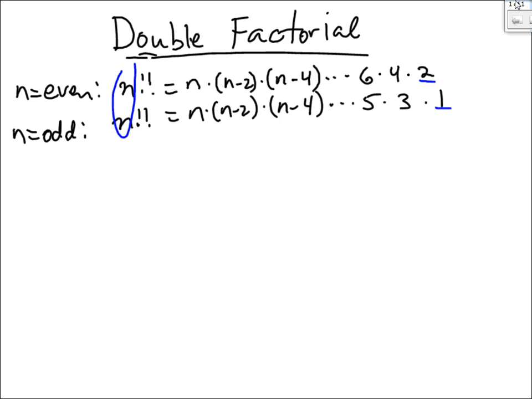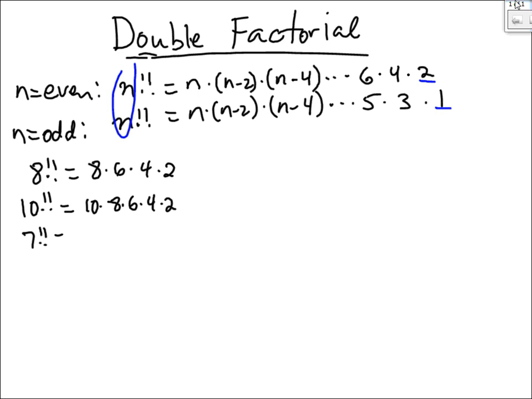So, for example, 8 double factorial will be 8 times 6 times 4 times 2. And 10 double factorial will be 10 times 8 times 6 times 4 times 2. And 7 double factorial will be 7 times 5 times 3 times 1. And 5 double factorial would be 5 times 3, which is 15, times 1 is still 15. Now, I know what this is. I just did it. It's 15.